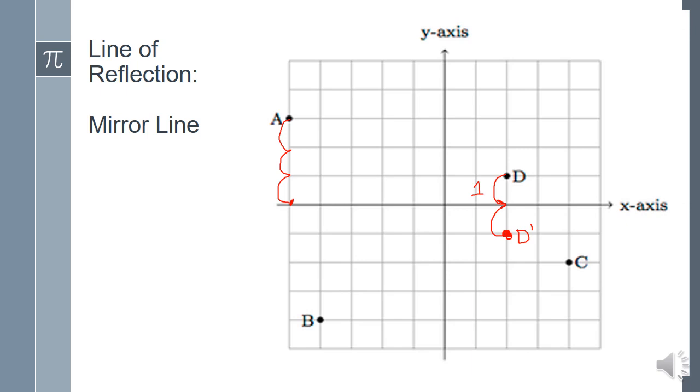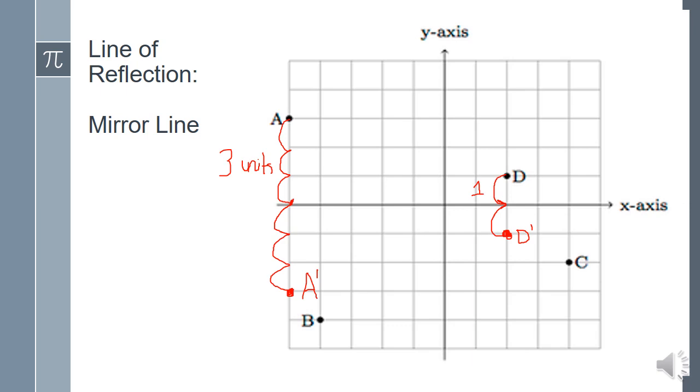So if it was a distance of 3 units to my mirror, I gotta now do an additional 3 units to my new location. So 1, 2, 3. And so my new point, or my reflected point, would be here. And I'm gonna call it A prime.